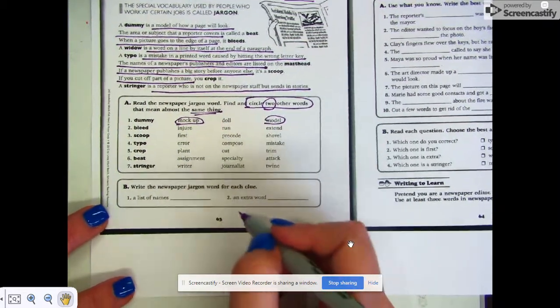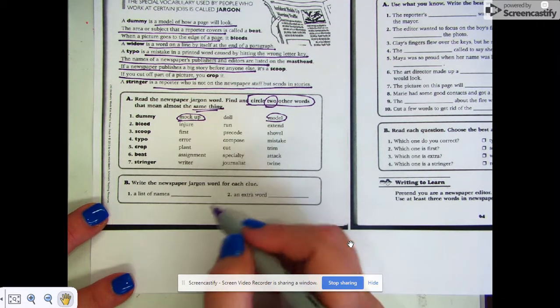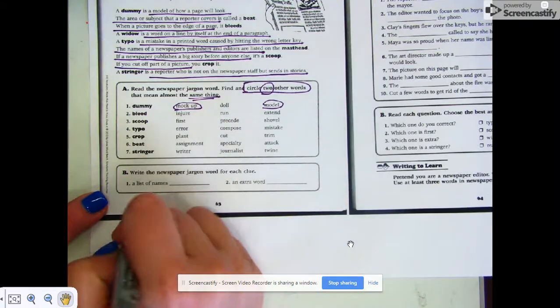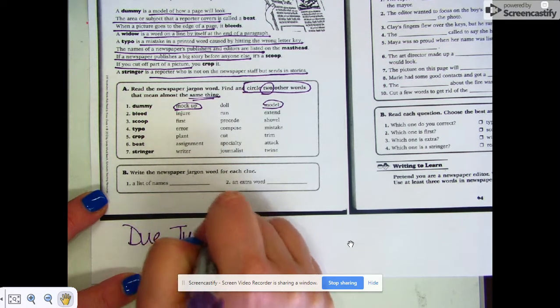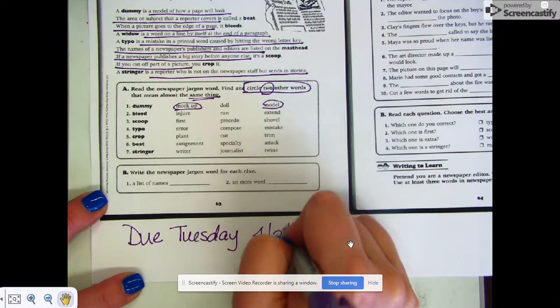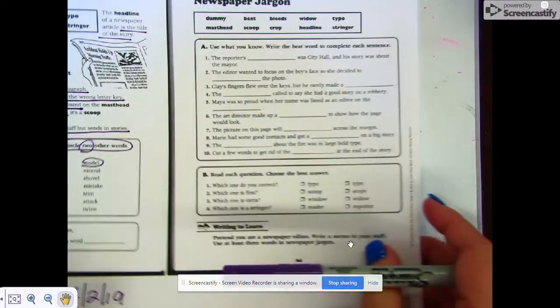For the last 2 here, it says write a newspaper jargon word for each clue. So they give you a clue and you have to write the word. Please make sure you write those and spell those correctly. This is going to be due tomorrow, due Tuesday, April 2nd, 2019.